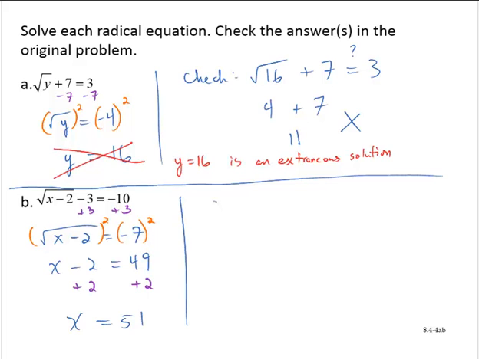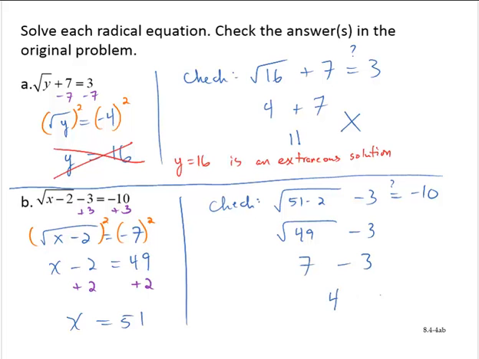Let's check. Is the square root of 51 minus 2, subtract 3, equal to negative 10? Alright, following the order of operations, that would be the square root of 49, and then subtract 3, which is 7, subtract 3, which is 4. And 4 is not equal to negative 10. So 51 is not a solution of the equation. And again, x equals 51 is an extraneous solution.